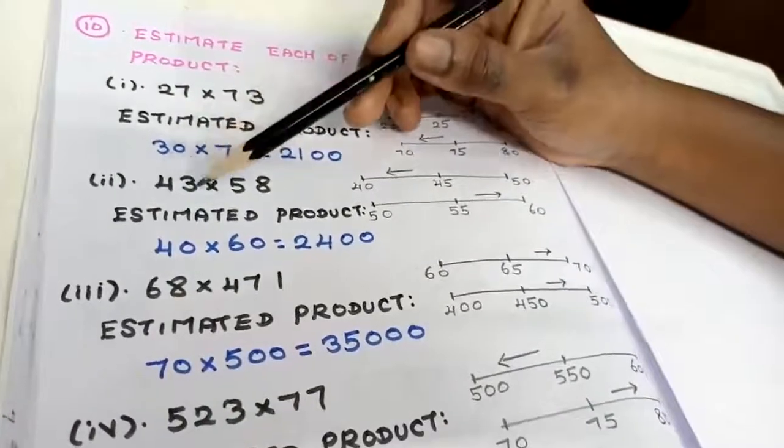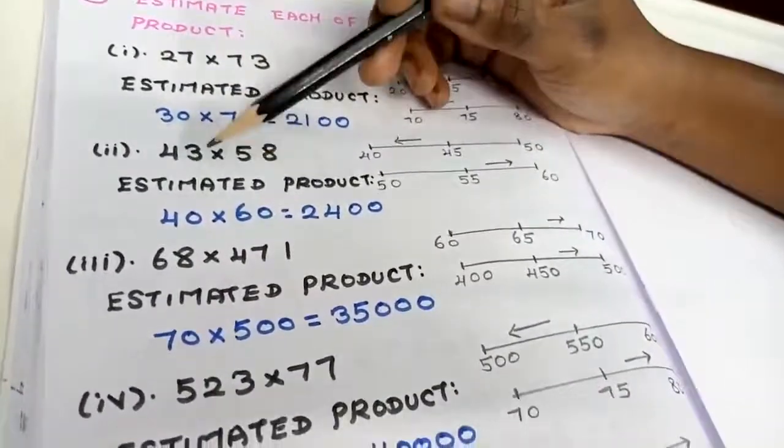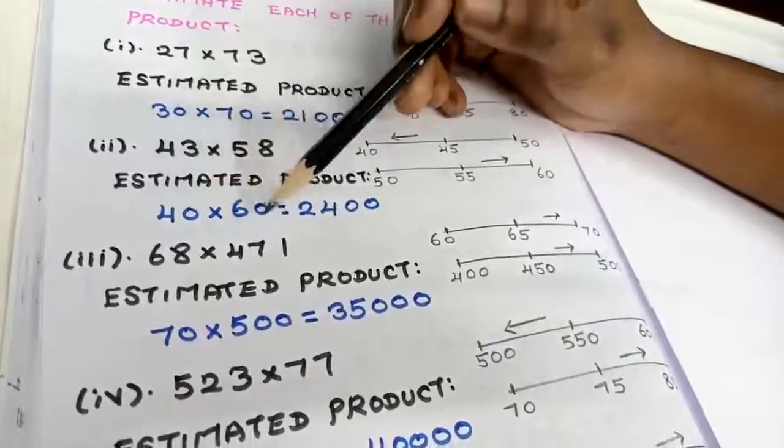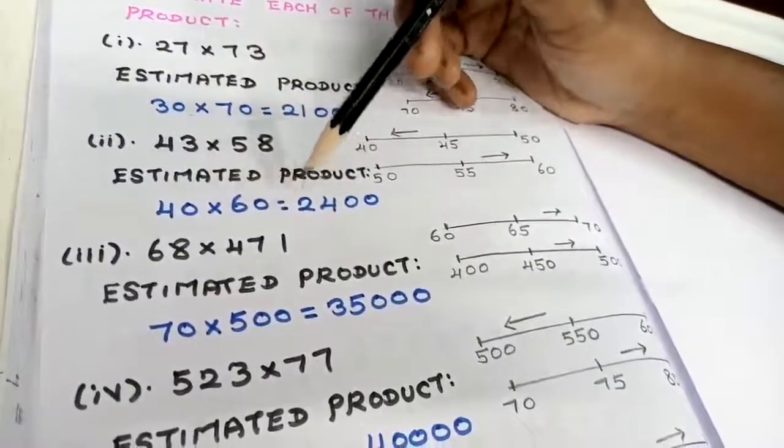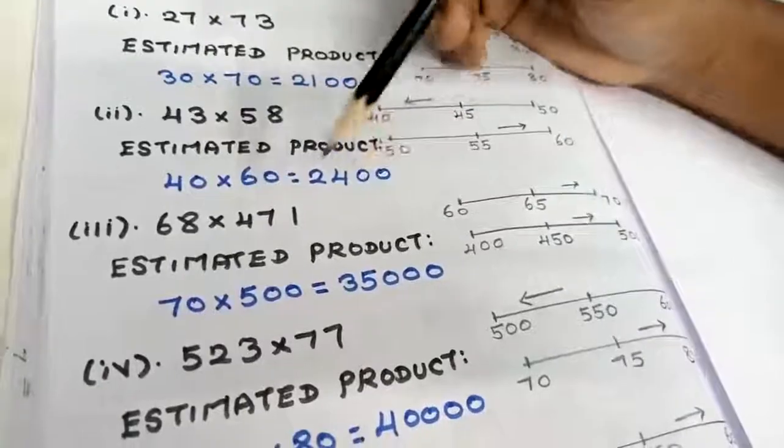Similarly, 43 into 58, the nearest 10 is 40 into 60. 58, 60. Multiply, you will get the answer 2400.